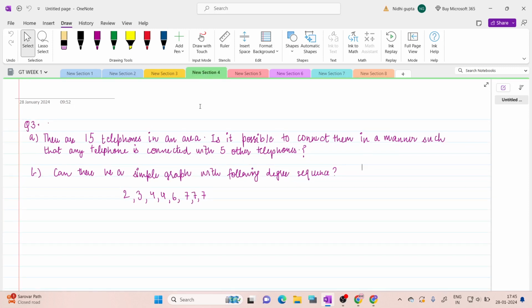Now, the next question says that there are 15 telephones in an area. Is it possible to connect them in a manner such that any telephone is connected with 5 other telephones? So now tell me if this is true. First of all, we have to convert this problem into a graph theory problem, and then we'll see if it is possible or not. So what is the candidate for vertices?